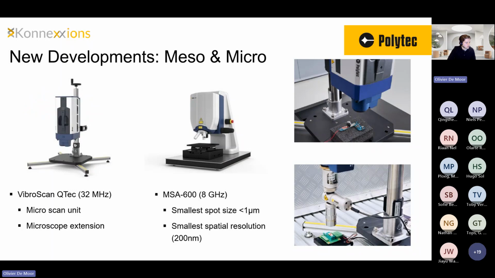There are some new developments at Polytech, both in meso and micro scale. So in the beginning of this year, Polytech released a new VibroScan QTec scanning laser vibrometer. And now there's a special add-on where you can actually extend it with a microscope objective to measure also on MEMS structures. So you can use the scanning laser vibrometer for big macro applications and now also for meso and micro applications. Of course, if you still want to go to the best specifications, small spot size, small spatial resolution, then the MSA 600 still outperforms for MEMS structures. And our latest MSA 600 now also goes to 8 gigahertz.